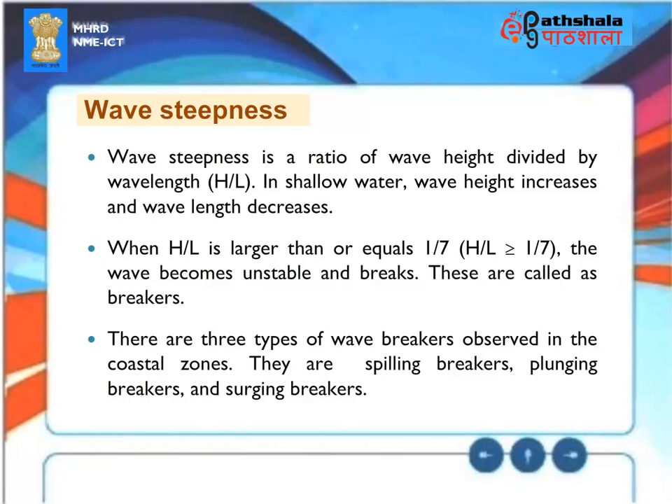There are 3 types of wave breakers observed in the coastal zones. They are spilling breakers, plunging breakers, and surging breakers.